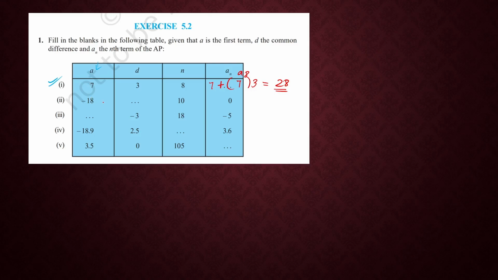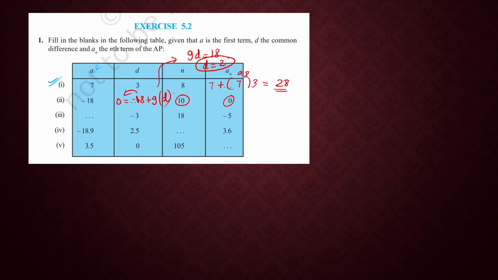Now the next question. They have given you the value of A and N and AN. Very simple question. AN value you know it's 0. So 0 is equal to A, which is minus 18, plus N minus 1. N is 10. N minus 1 becomes 9. Into common difference D, you don't know. Let it remain as it is. So this becomes 9D is equal to, if I get minus 18 to the other side, it becomes 0 plus 18. So the D value is 18 divided by 9, that is equal to 2.